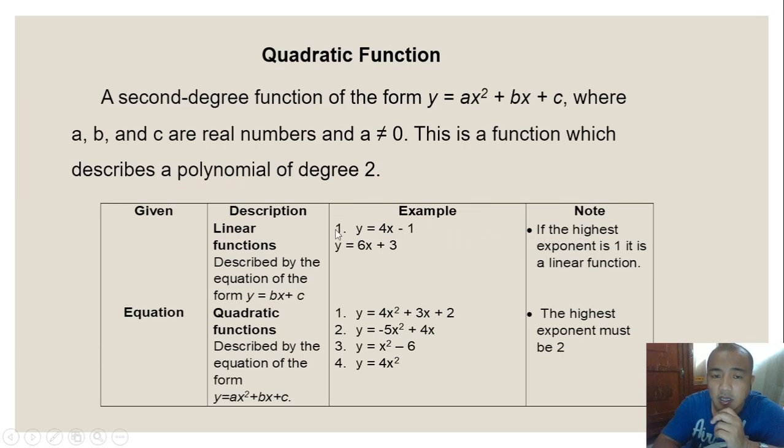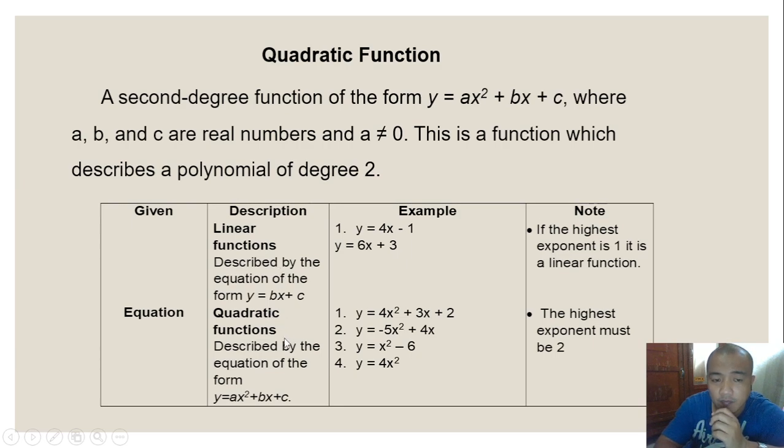So, yeah. The highest exponent of x is only 1. And if the highest exponent is 1, it is a linear function. So, yes, there's an exponent, but it means 1. So, that is a linear function.